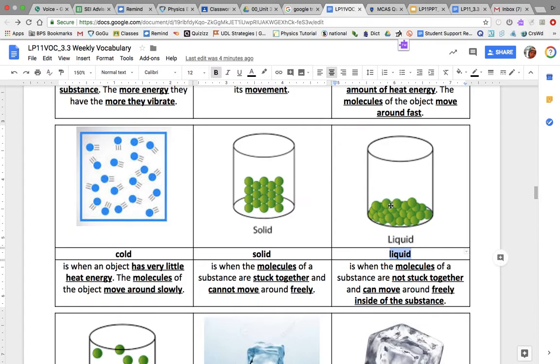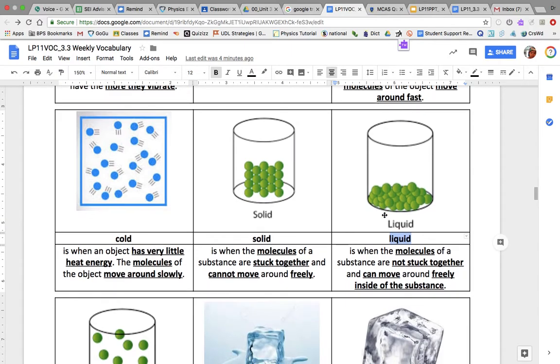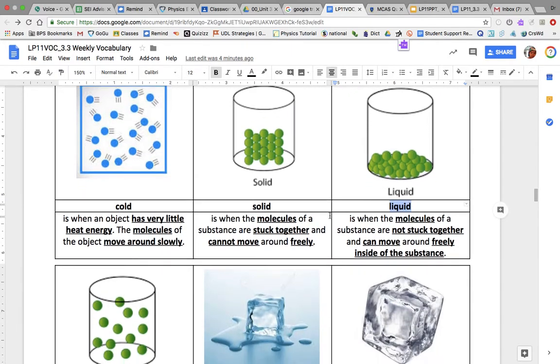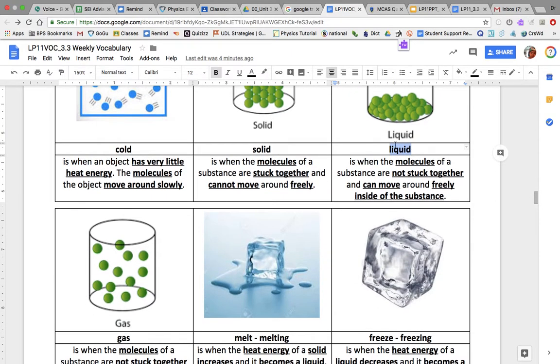Liquid is when you give a solid a little bit more energy. It goes to a liquid. And the molecules in a liquid are not stuck together. They can move around freely inside of the substance. They cannot leave. They will stay here, but they can move around. So they're dancing around inside the liquid. When you give a liquid more energy, I want you to say liquid. So go ahead and say liquid, liquid.